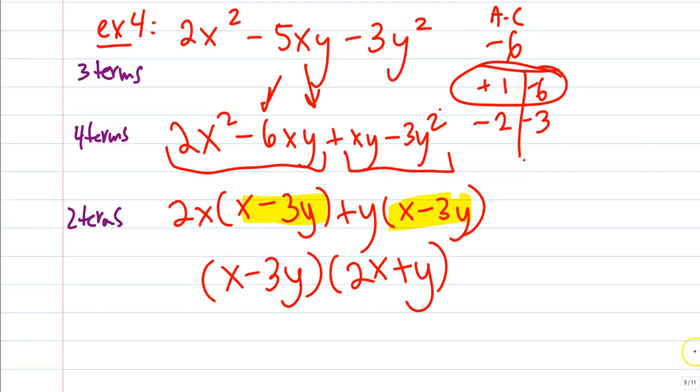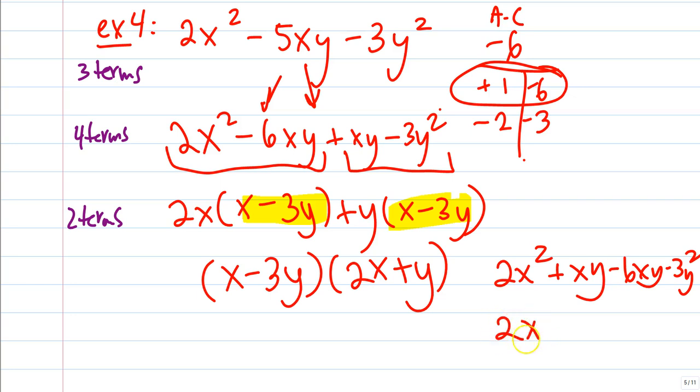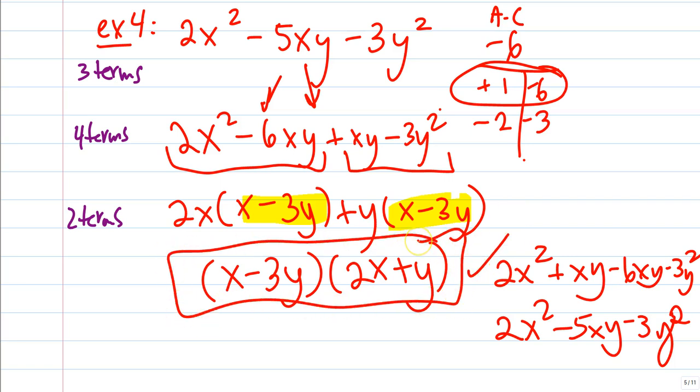Is it right? Once again, you can check these. Multiply them out. X times 2x. X times y. Y times x, 3 times 2. And y times y. Yes, I have my 2x squared at the beginning. Xy minus 6y would be minus 5. And minus 3y squared. Check it out. It works. This is the factored form.